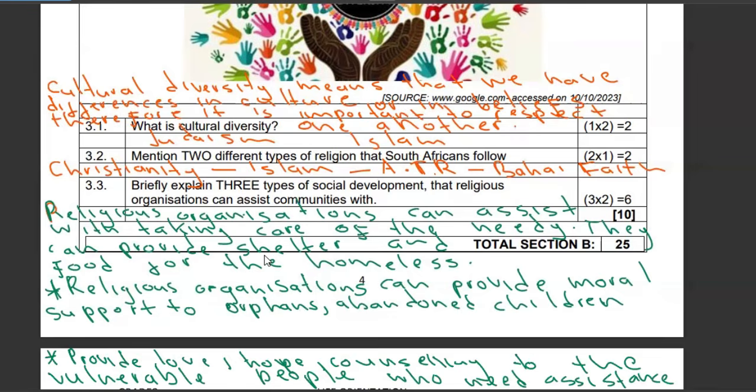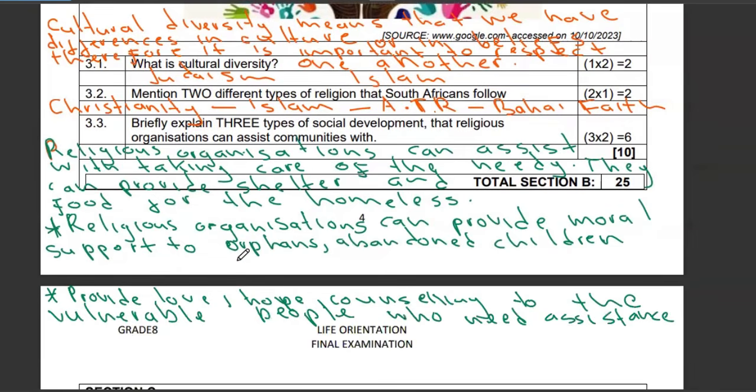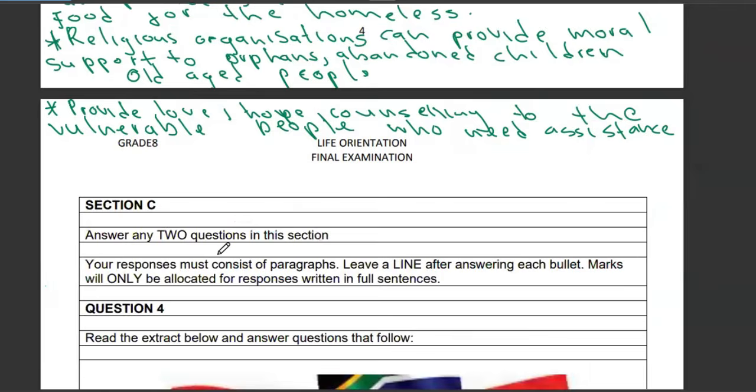So basically, these are the three methods in which religious organizations can assist with taking care of the needy, providing the basics, the food and shelter, clothing as well. Then you can provide and give moral support to orphans, abandoned people, and even old aged people. Then they should also provide love, hope, counseling to the vulnerable who need assistance. So these are the various ways in which religious organizations can play a huge role in helping different communities. So that is question 3.